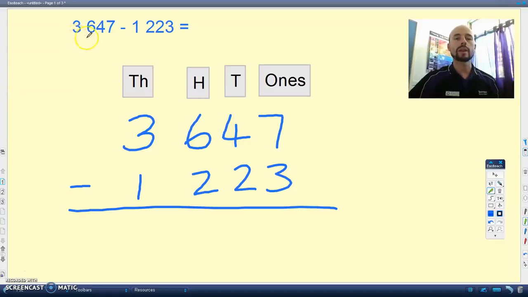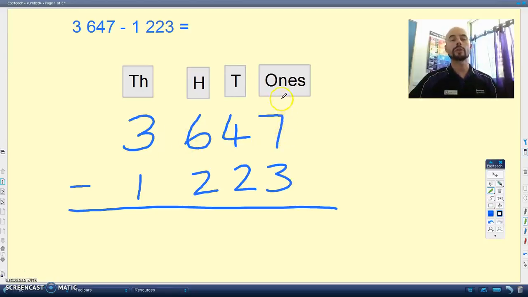It says 3,647 subtract 1,223. Okay, so we need to take that number away from this. First we have to check that we have the whole or the largest number first. We do, and when we do the algorithm, it has to be on the top. We can't switch the numbers around. For addition we can, for multiplication we can, but not for subtraction.